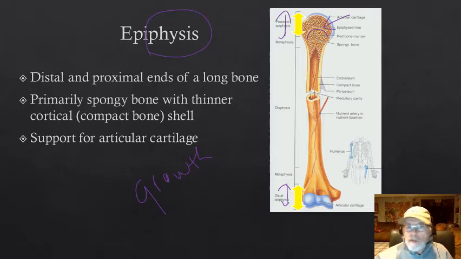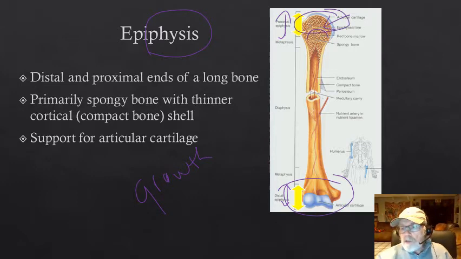It's the proximal and distal ends of a long bone. And hopefully you remember all those proximal, distal, medial, and lateral words that we talked about before, which we told you you really need to know. But anyway, it's the proximal and distal ends of a bone. So we have the epiphysis down here, and we have an epiphysis at this point.